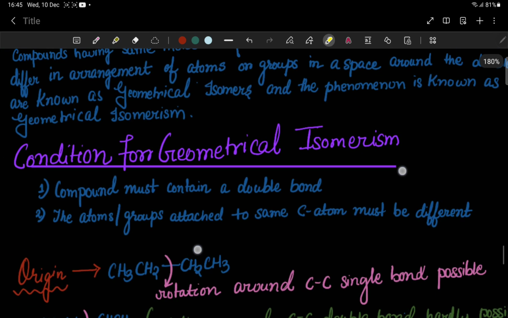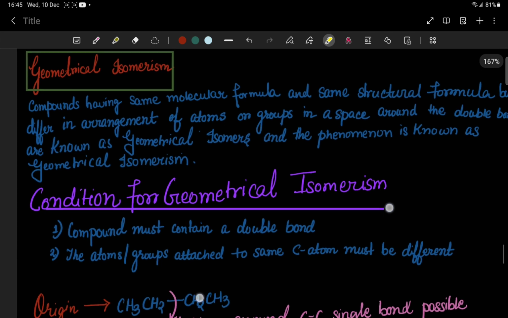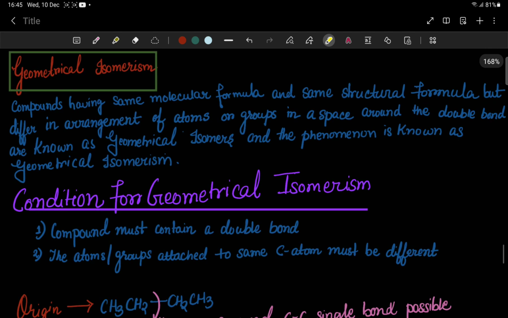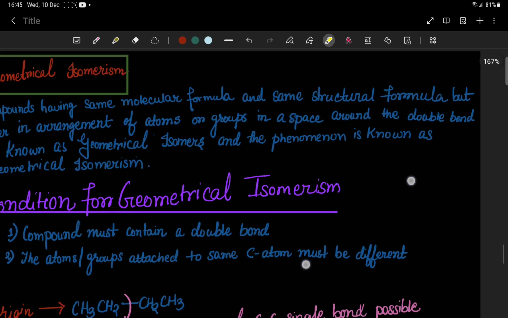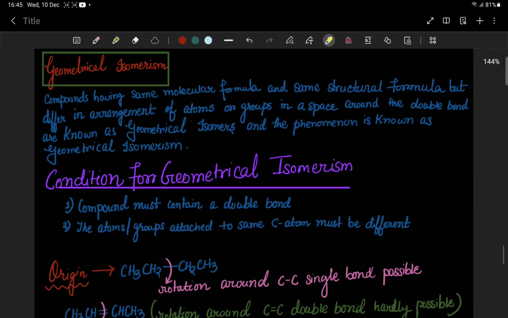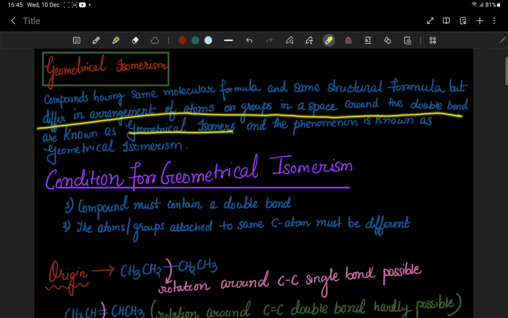Okay, coming to the next topic, which is geometrical isomerism. From an exam point of view, I would suggest you remember a short note about geometrical isomerism, because it may also come. So let me dive into what geometrical isomerism is. Compounds having the same molecular formula, same structural formula, but different arrangement of atoms or groups in space around the double bond is known as geometrical isomerism.